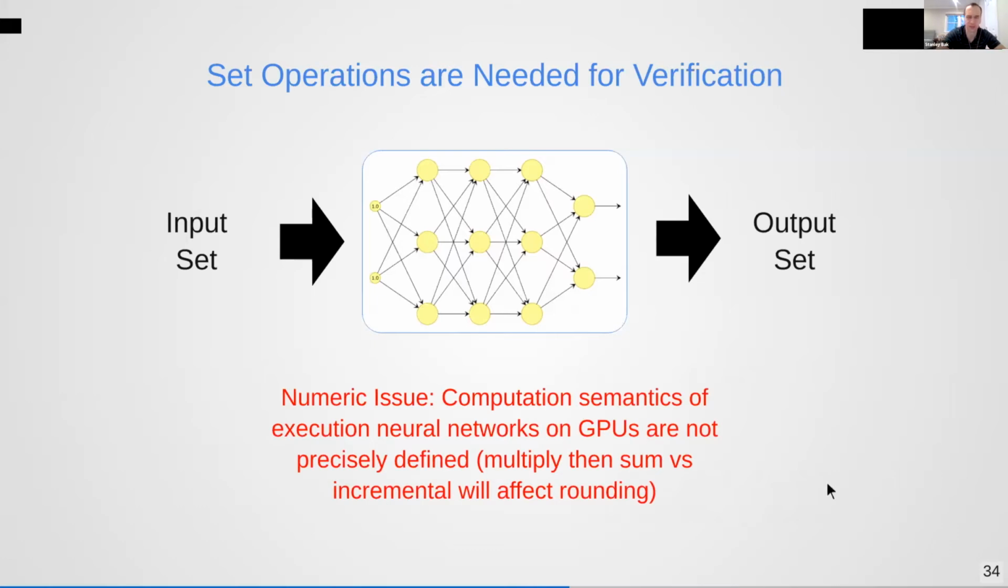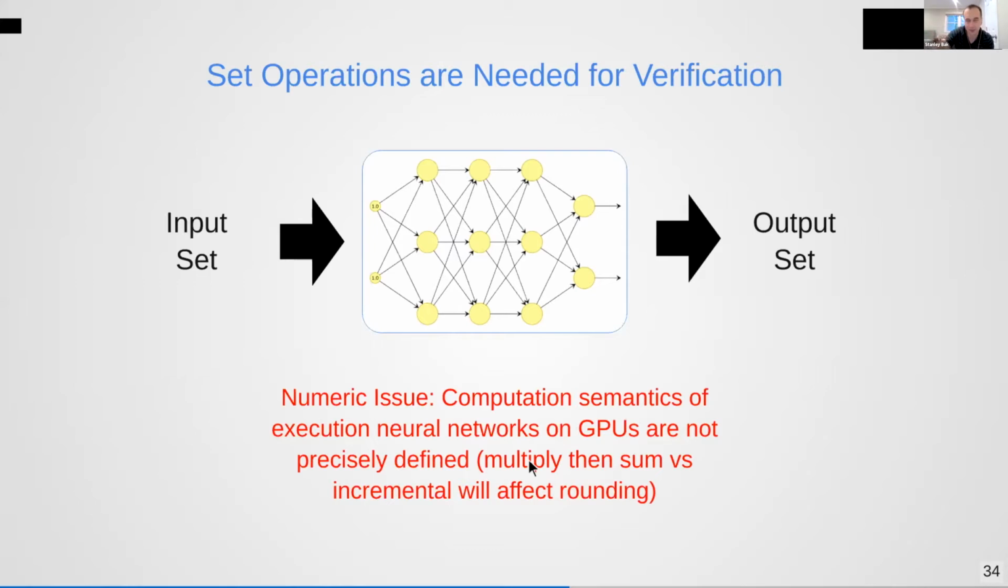There's still numeric issues here too. Even executing a neural network from a particular input set is not completely well defined because the semantics of floating point operations on GPUs are intentionally left up to the implementation. When you're doing a matrix-matrix operation, you could multiply and then sum terms together, or you could incrementally sum terms. And they let GPUs choose how to do this for efficiency.